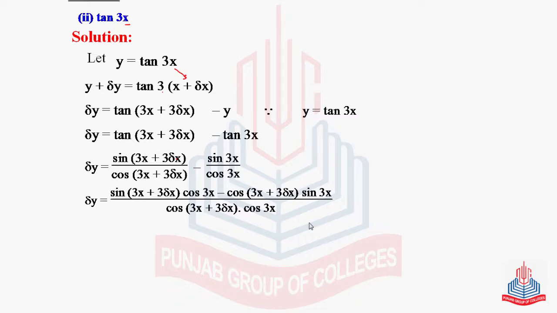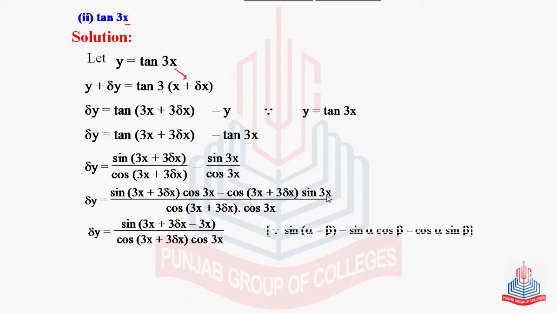And now we have sine alpha cos beta minus cos alpha sine beta, which is actually the formula like this one, sine(alpha minus beta), which can be written as sine alpha cos beta minus cos alpha sine beta. So this is actually the open form of this formula. We have this one, and we can merge it to sine(alpha minus beta). So by applying this formula, alpha is here 3x plus 3 delta x and beta is 3x.